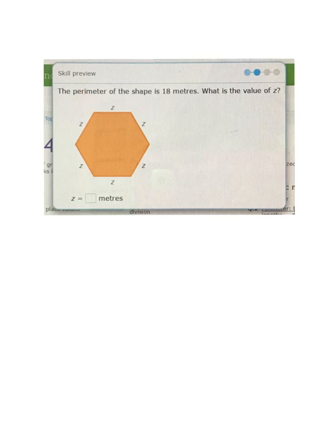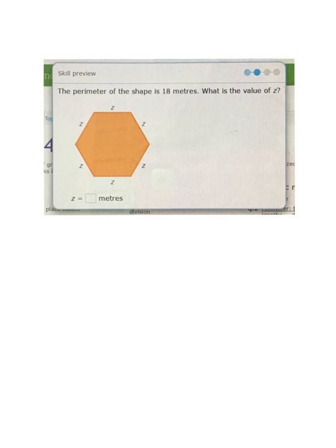So this is our last example I'm going to show you. Again, it's just a little bit tricky, but it's the same concept. The perimeter of the shape is 18 meters. What is the value of z? So we know that each of these sides add up to equal 18. And there's 1, 2, 3, 4, 5, 6. So if you can think of what's 18 divided by 6, you've already got the answer. Obviously, it's 3. I'm just going to show you with some writing here.